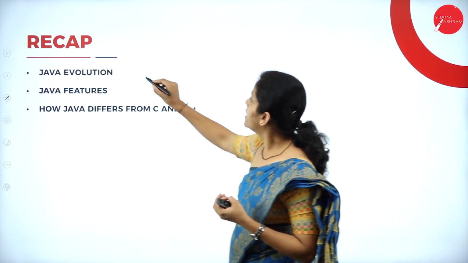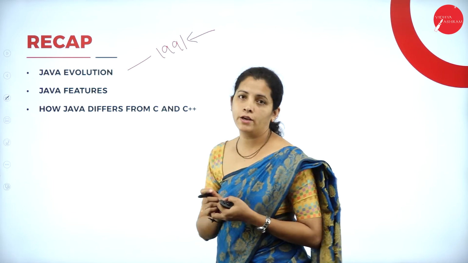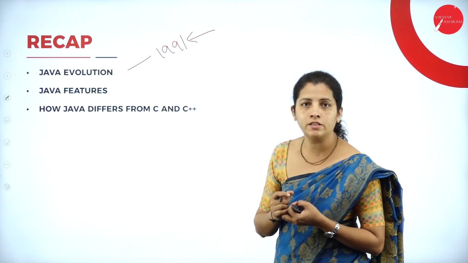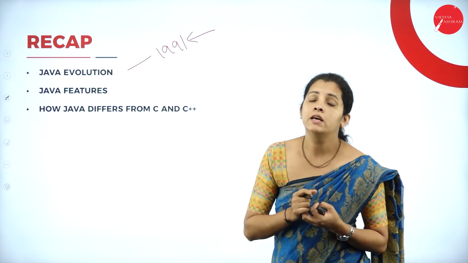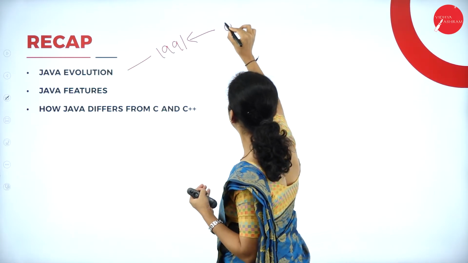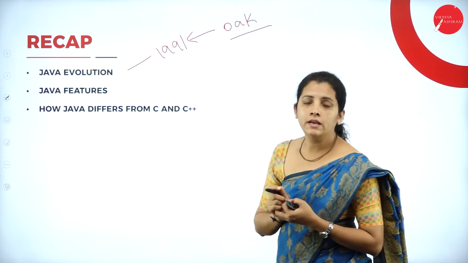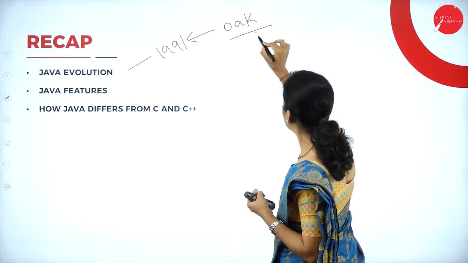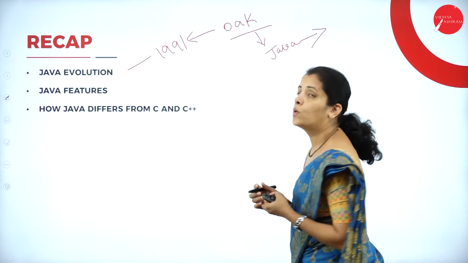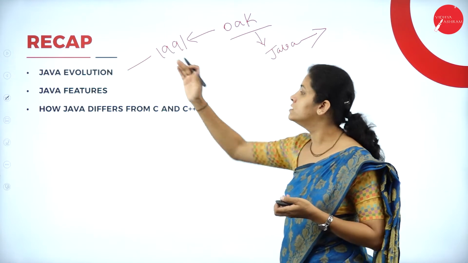In the year 1991, Sun Microsystem introduced the Java programming language. Then what is the first name of the Java programming language? That is nothing but OAK. And the same program was once again renamed as Java by the Oracle Corporation. So this is the evolution of Java.